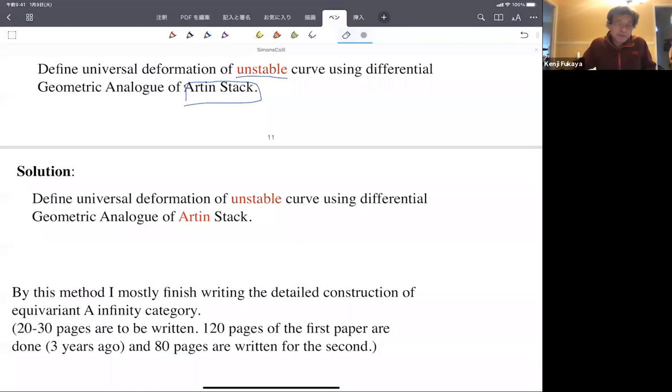And I'm writing a paper on how to use this local Kuranishi model, the equivariant local Kuranishi model, to cook up this equivariant Floer homology. And I almost finished it, but I need to write 20 or 30 pages more. And so this problem, I think, is okay in complete generality. So that is about this exterior actions.